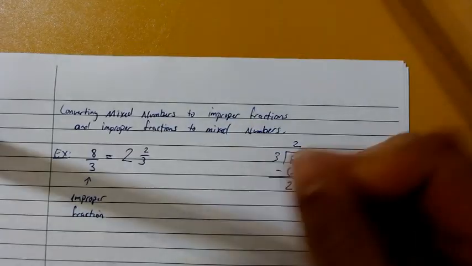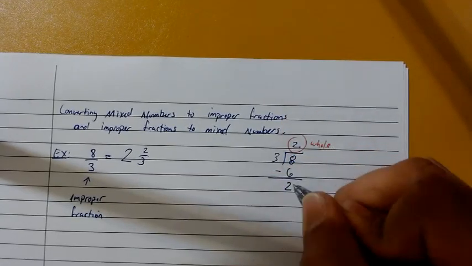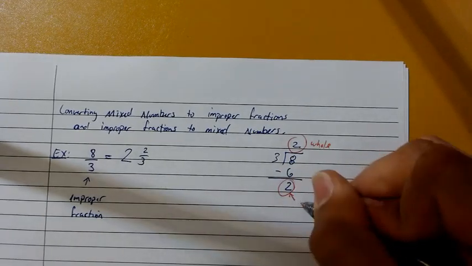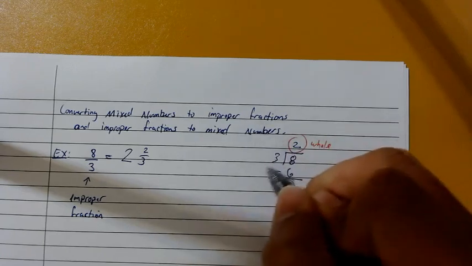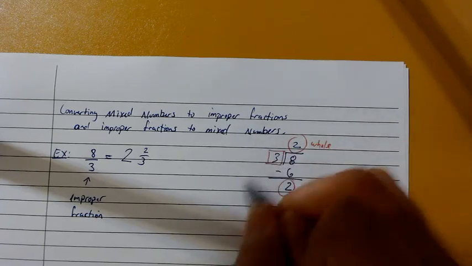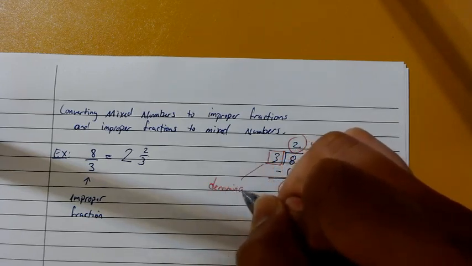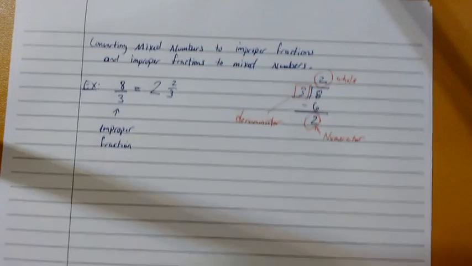This number up here is going to be the whole number. This remainder will be your numerator. And this divisor will be your denominator. So your answer is 2 2/3.